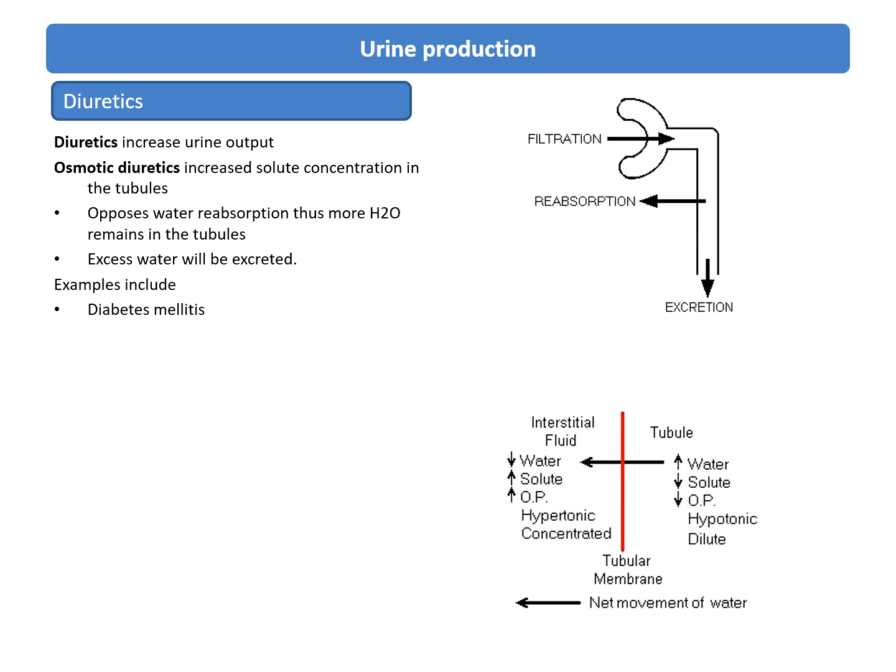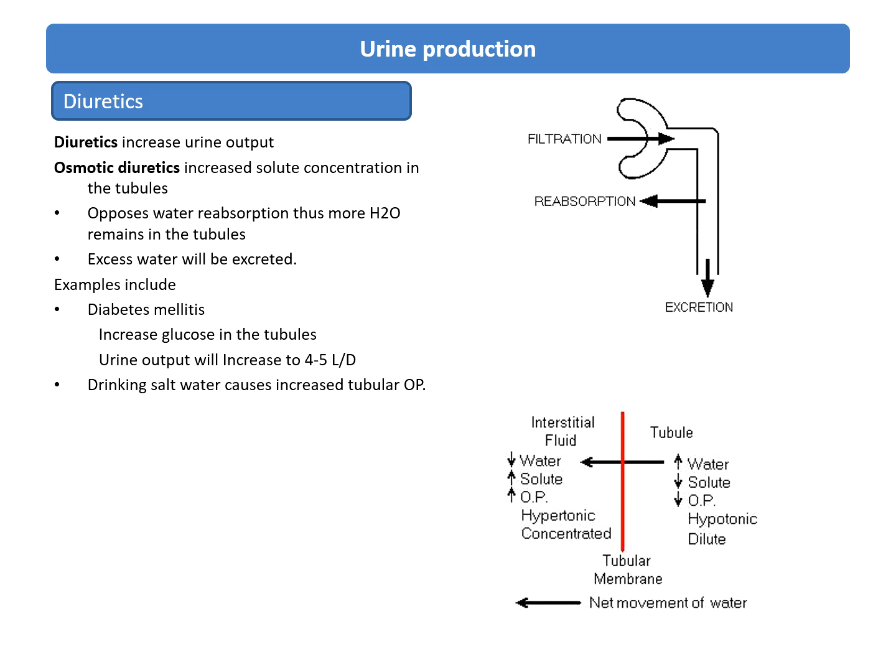Examples include diabetes mellitus. In diabetes, there's an increased glucose level in the blood. Increased glucose is filtered into the tubules, leading to increased glucose within the tubules. And because reabsorption can only take care of a certain amount, the excess glucose passes out in the urine. Urine output can increase 4 to 5 liters a day.